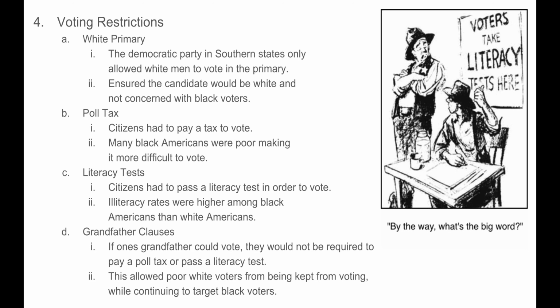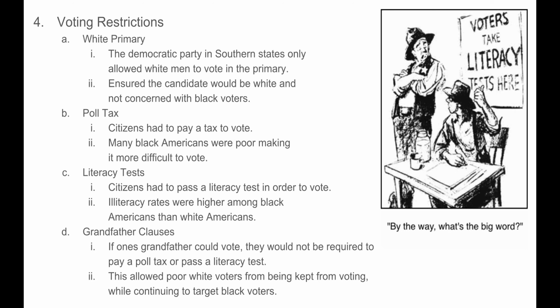And this meant that in the primary elections, if you weren't white, you couldn't vote. And if you couldn't vote in the primary election, that meant that you had no say in who was going to run for the Democratic Party. If you had no say in who's going to run for the Democratic Party, you have no say in who's going to be the elected representative in your area. So that essentially eliminated black voters right there just by not even having a choice in the options themselves.